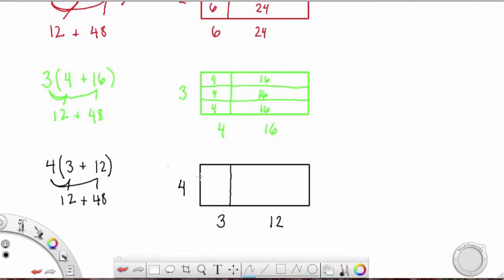Well, what does this look like? 4 times 3. Okay. These aren't exactly all even like how they should be, but 4 times 3 looks like 3 plus 3 plus 3 plus 3. Multiplication is repeated addition, and 4 times 12 would be 12 plus 12 plus 12 plus 12. And sure enough, we would have, once again, 12 plus 48.